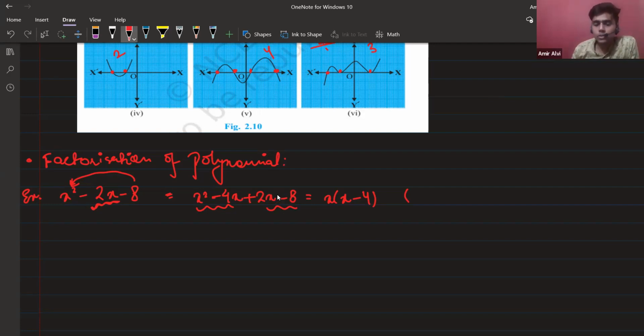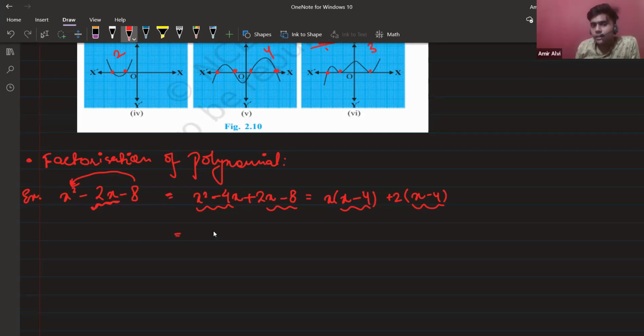Okay. Hiba is saying plus 2. Adil, Ajwad, Faz, plus 2, sir. Plus 2. Okay. Now you can see that this term and this term is common here.